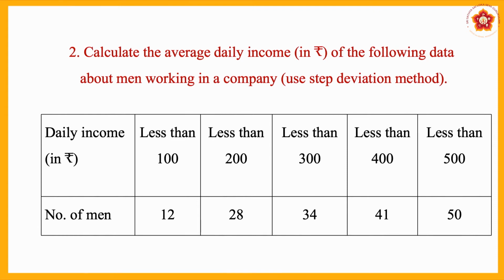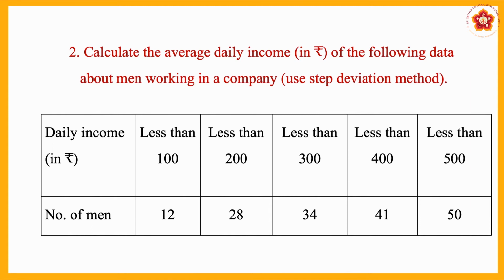Now less than 300 means we have to subtract less than 200 members from 34. 34 minus 28, you will get 6. Now write the frequency of this class as 6. Now less than 400, 41 members are there. Already we know less than 300, 34 members are there. To get the frequency in the class 300 to 400, we have to subtract 34 from 41. You will get 7. Write 7 here.